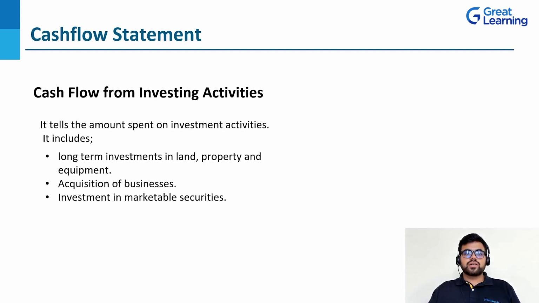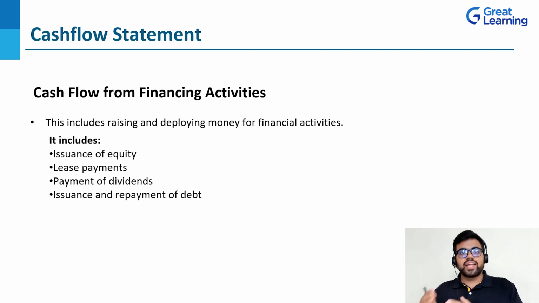Okay. Next is cash flow from investing activities. This would be the amount that is spent on other investments like mutual funds, land, property, equipment, acquisitions and mergers with different businesses, and also investments in marketable securities, that would be corporate bonds or government bonds, something like that. Next would be the cash flow from financing activities.